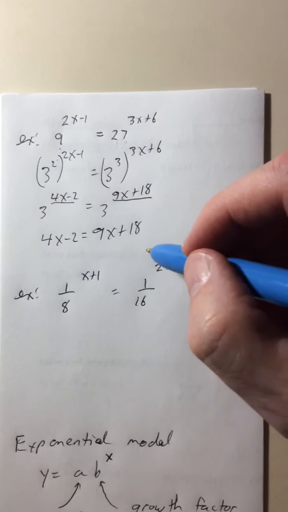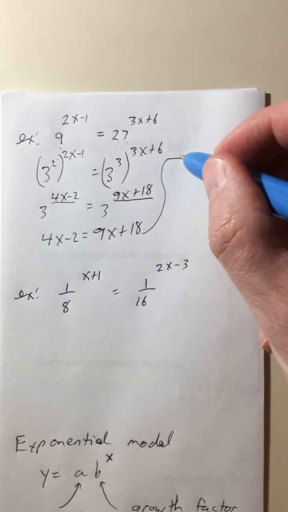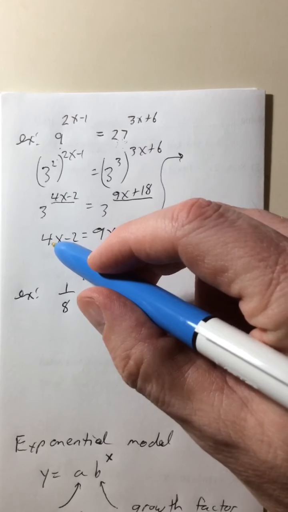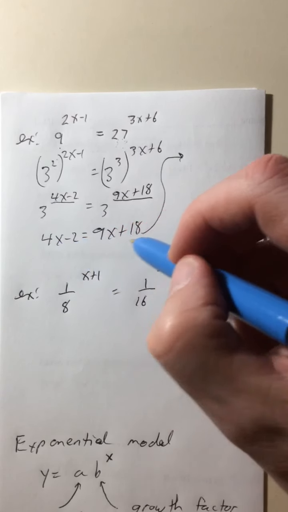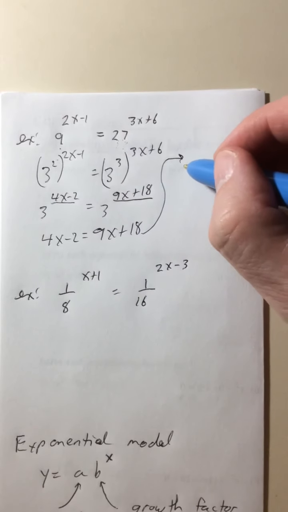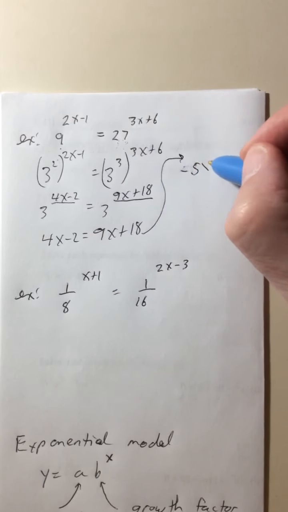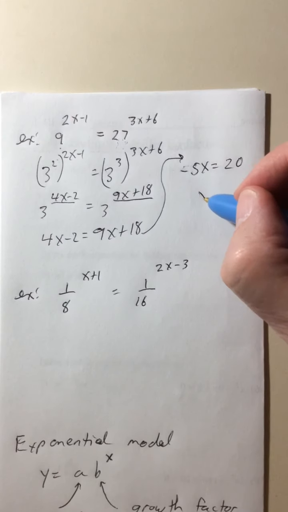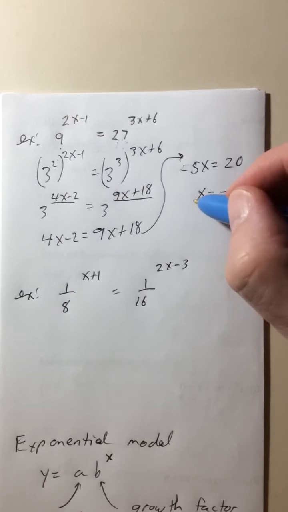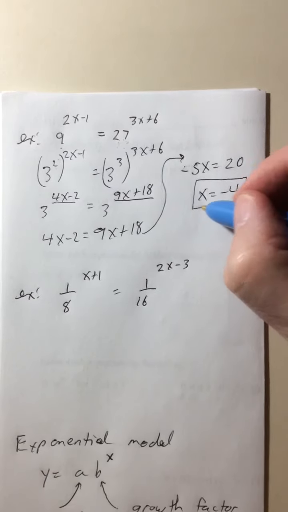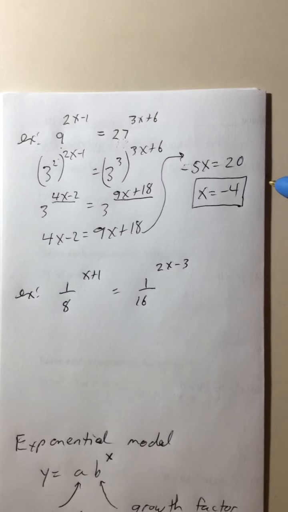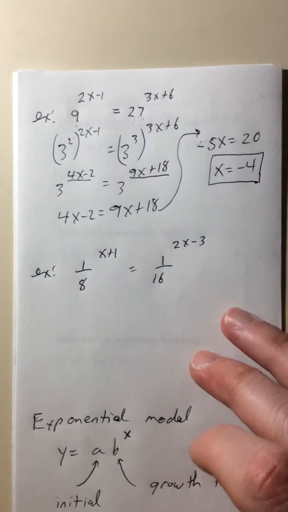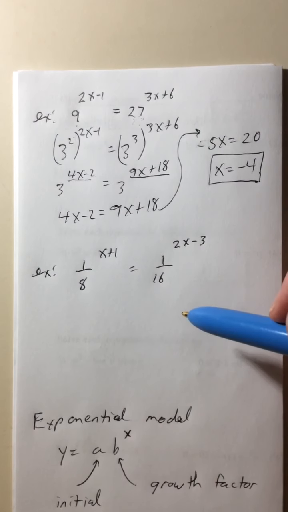And let's finish the problem over here. So we're going to subtract 9x over there to get negative 5x. We're going to add 2 over there to get 20. So we get negative 5x equals 20. Divide both sides by negative 5. X equals negative 4. Just like I said, we can have negative numbers or positive numbers, or maybe even some fractions. Speaking of fractions, here they are.